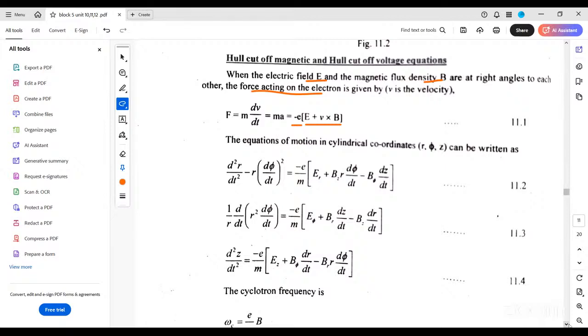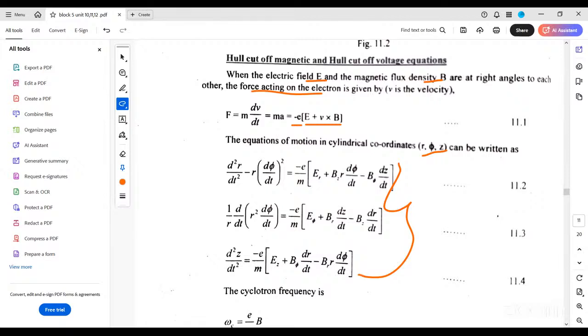What are the cylindrical coordinates we have here? R, phi, Z. What is the first equation? d square R by dt square minus R times (d phi by dt) whole square equals minus E by M times (ER plus Bz of R d phi by dt minus B phi times dz by dt). So directly remember these three equations. You have to write these three equations. Based on these three equations only we will proceed.